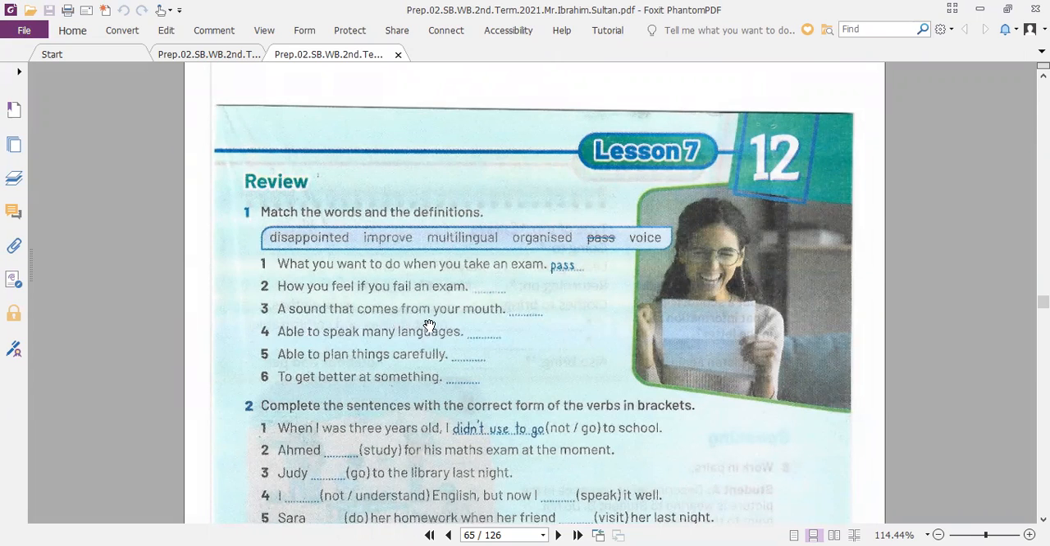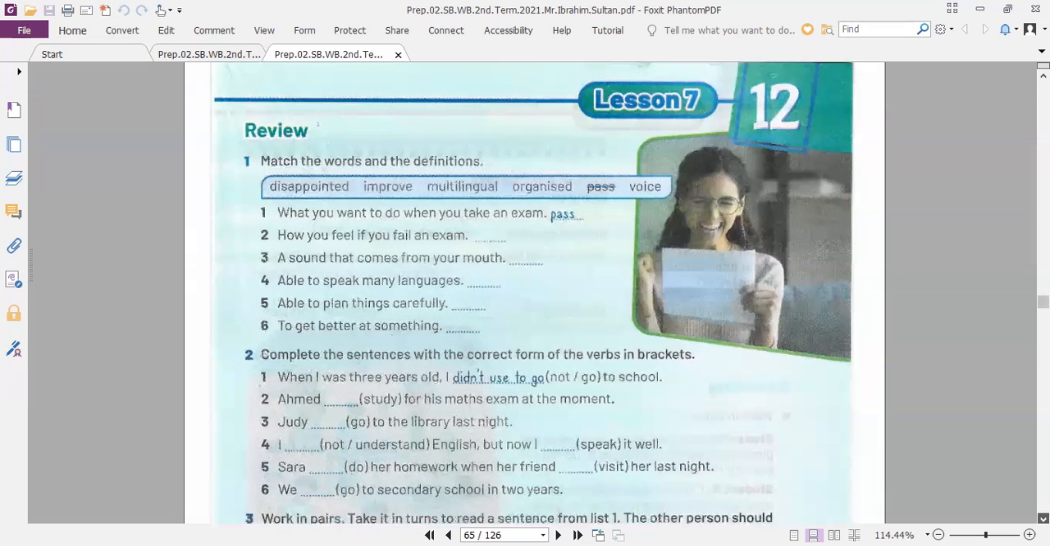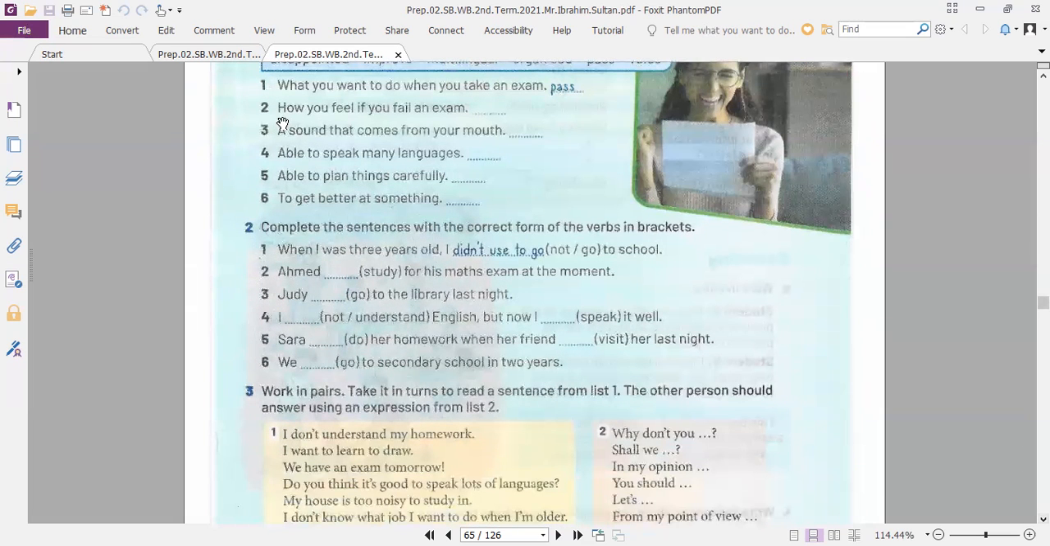A sound that comes from your mouth. Voice, okay. Able to speak many languages. Multilingual. Okay. Able to plan things carefully. Organized, منظم. To get better at something, it means improve. Okay. And the last exercise here, yes.